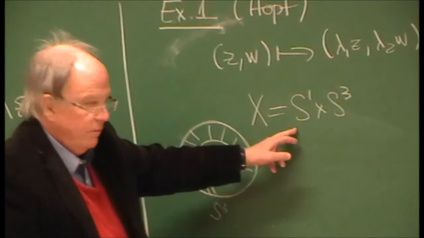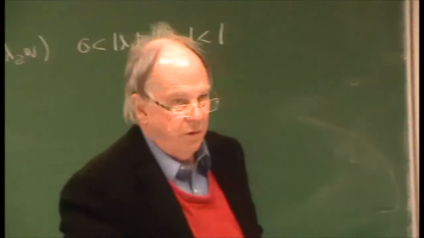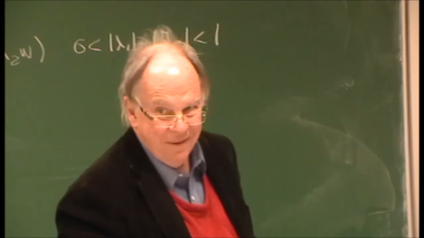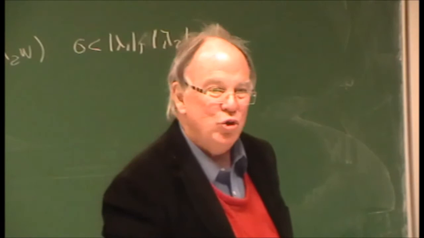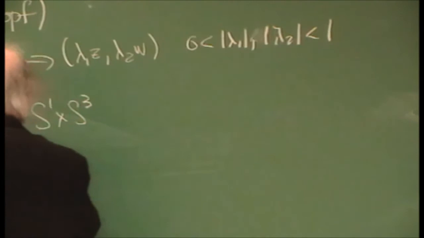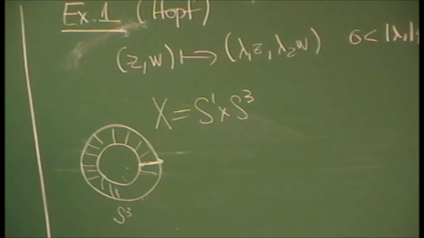It's S1 times S3, and I note that the first Betti number is odd. And we had some big optimism that if something comes up in complex geometry, the first Betti number should be even. Remember, it's 2g in the case of a Riemann surface. Okay. So this is a non-trivial manifold also this way. This surface equipped with this structure is called a Hopf surface.